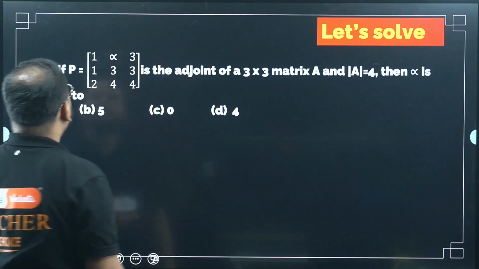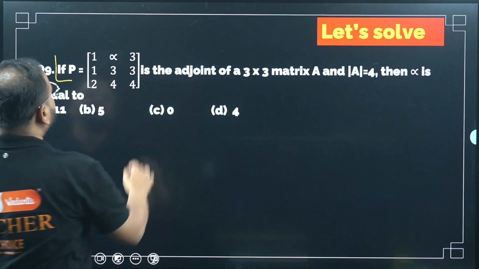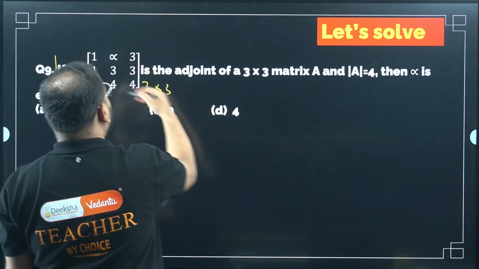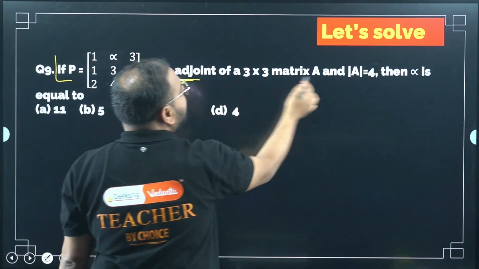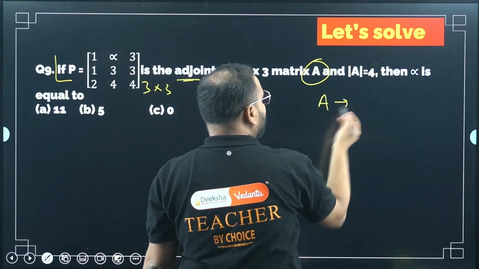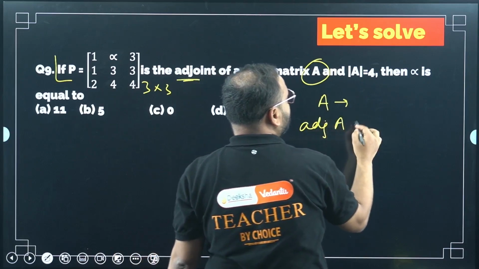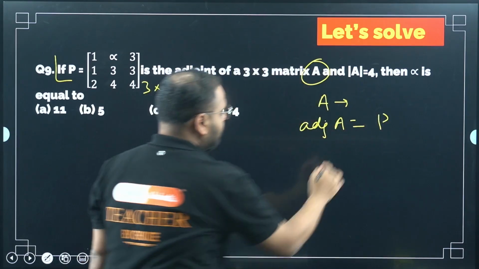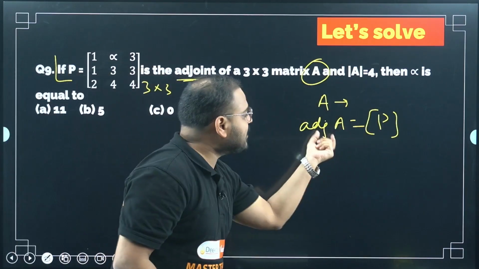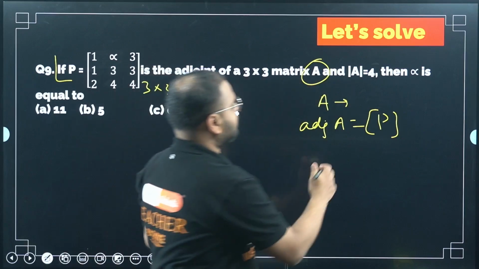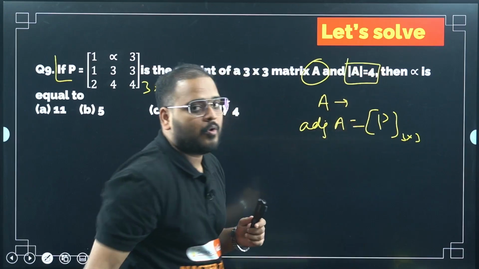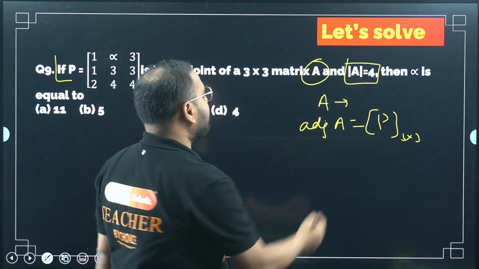Moving on. If P is a matrix of again order 3 cross 3, a square matrix, they're saying this given matrix is the adjoint of a matrix A. Means there is a matrix A, and for that I can write: adjoint of matrix A is equal to P. Let's read the statement again. If P is the adjoint of the matrix A of order 3 cross 3, and this is also given: determinant of A is 4.